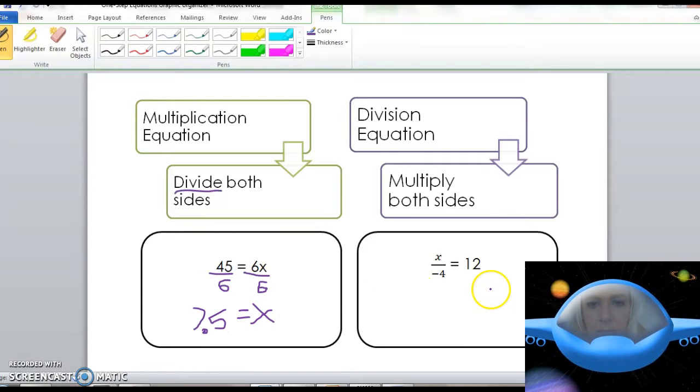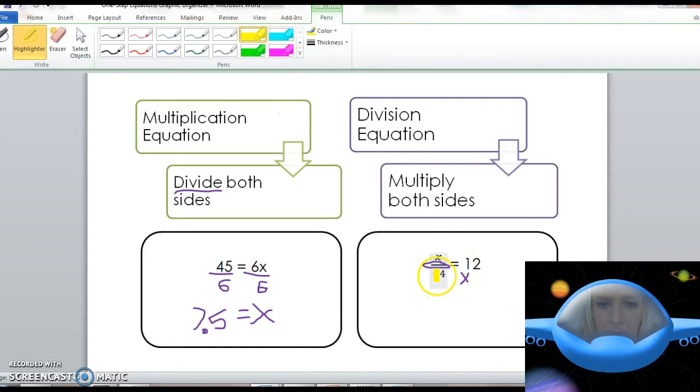And our last problem here, again, this is a division equation. This symbolizes division. A fraction is division between two parts. Because this is a division equation, I'm going to multiply my two numbers together in order to get my variable by itself. So the inverse operation of division is multiplication.